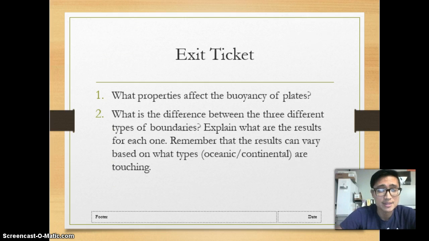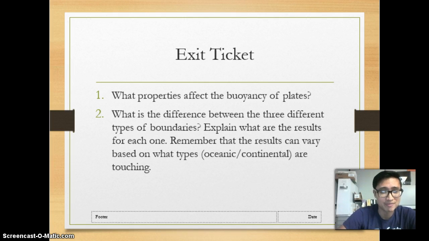Okay, the last thing that I wanted you guys to do was an exit ticket. And this exit ticket asks you 2 questions. The first question is, what properties affect the buoyancy of plates? And the second question is, what is the difference between the 3 different types of boundaries? Okay, remember those 3 different types: transform, divergent, and convergent. They're not in any particular order. You could remember them however you like. Transform, divergent, and convergent. And I want you to explain the results that happen for each one.